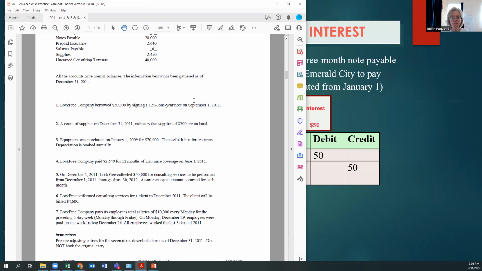How many months have gone by? Put it in the chat. Good, Michelle. Anybody else? How many months have gone by between September 1st and end of the year, 12/31? Selma, correct. So it's going to be 4 months, not 5, 4 months.